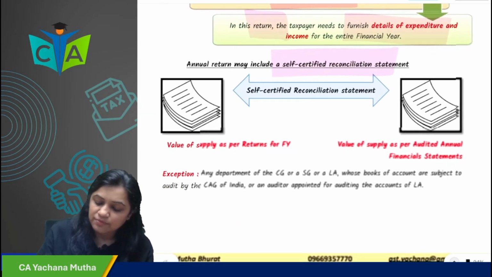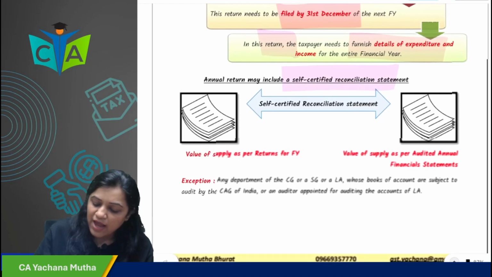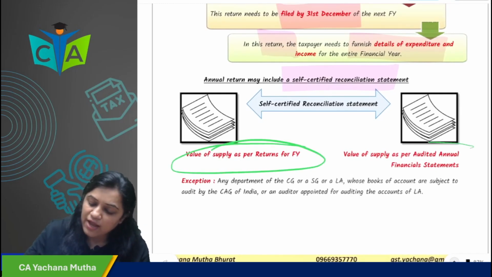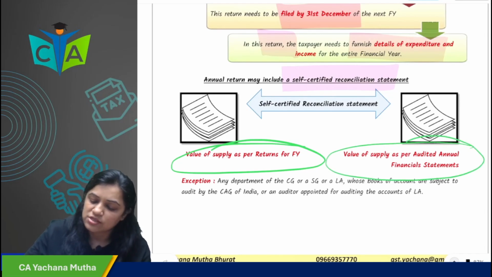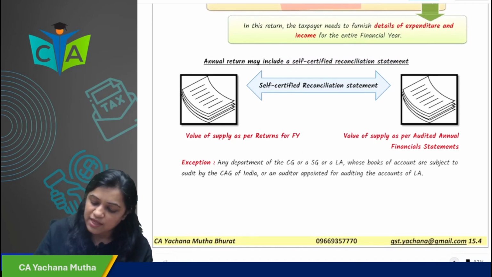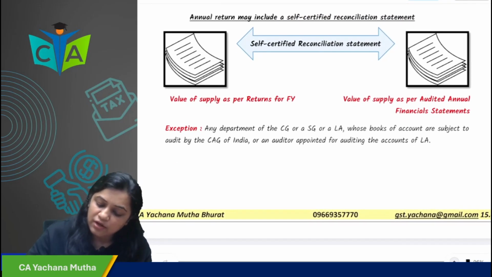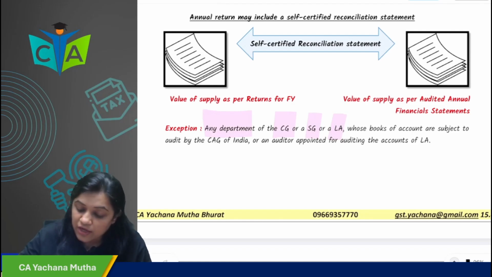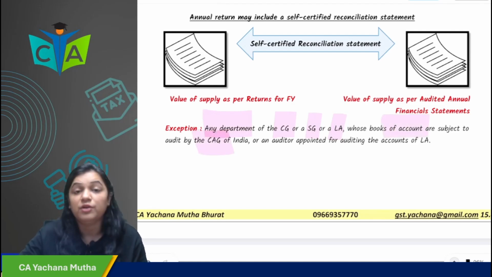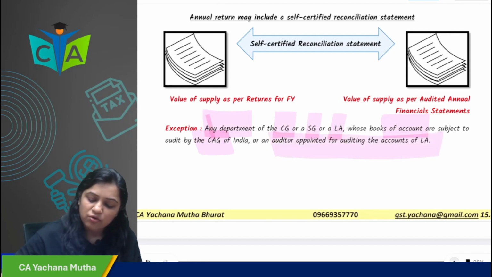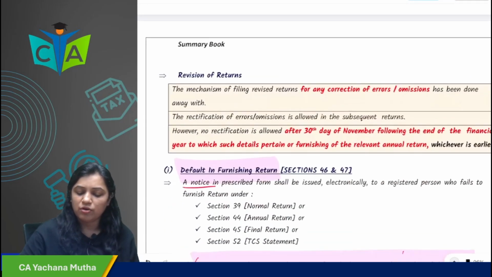What will it reconcile? It will reconcile value of supply as per returns with value of supply as per audited financial statement, okay. And what is the exception, who are not required to furnish annual return? Any department of central government, state government, local authority, local authority whose books of accounts are subject to audit by CAG, they are not required to furnish annual return.